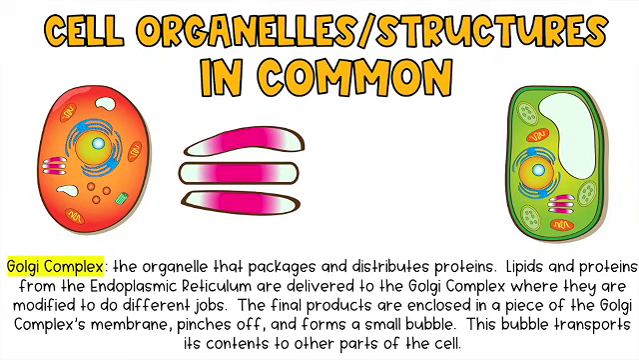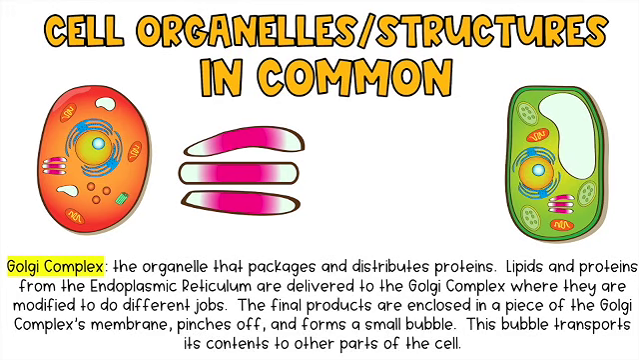The next one is the Golgi Complex. Both plant and animal cells have this, and you can see it in both of those cells. And it's the organelle that packages and distributes proteins. When we say distribute, we mean it's delivering proteins. It's getting them where they need to go.